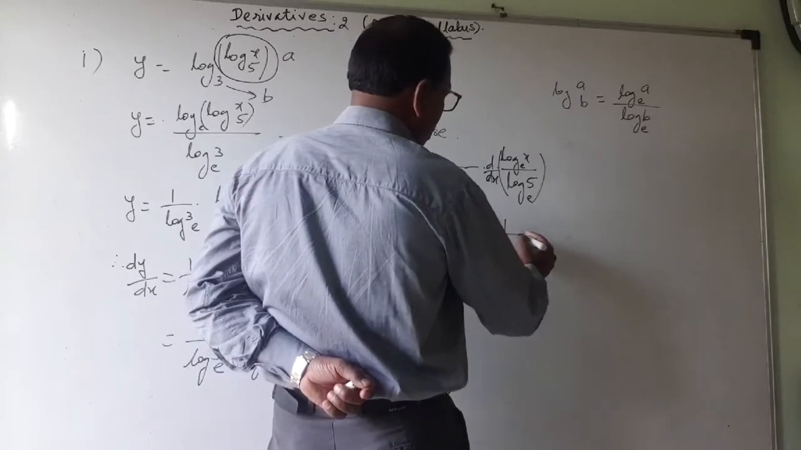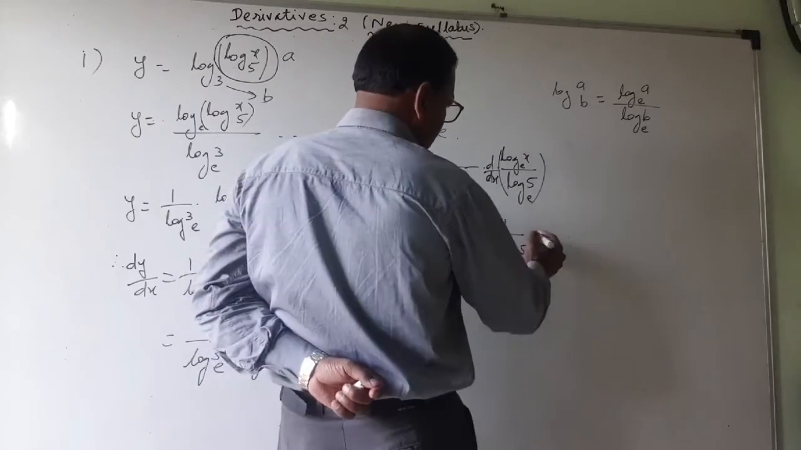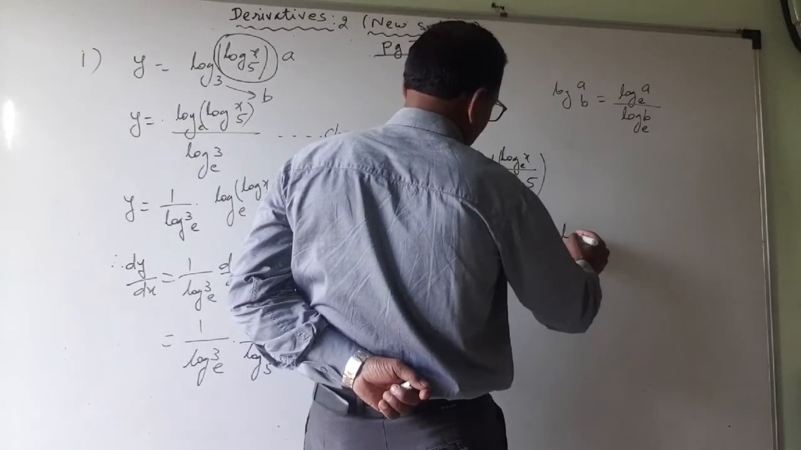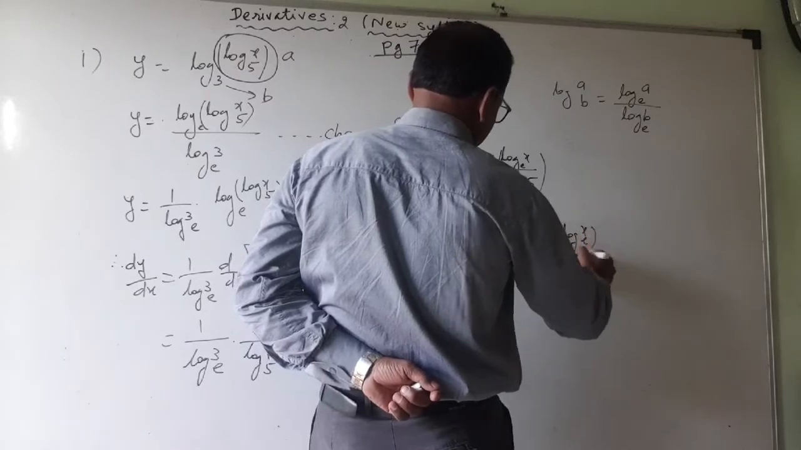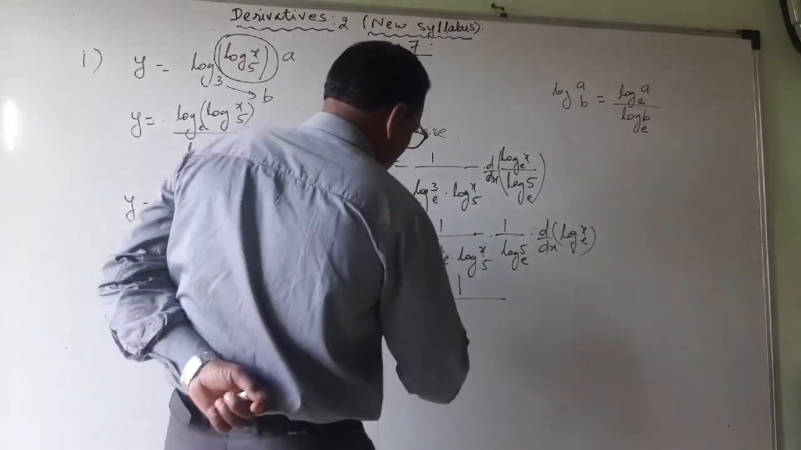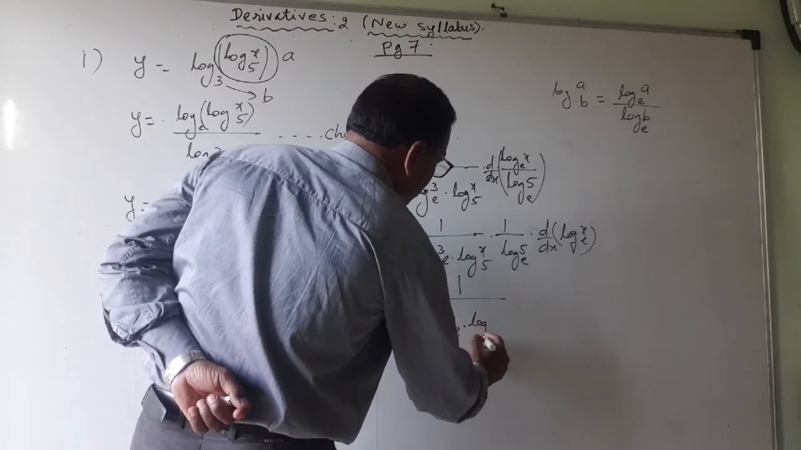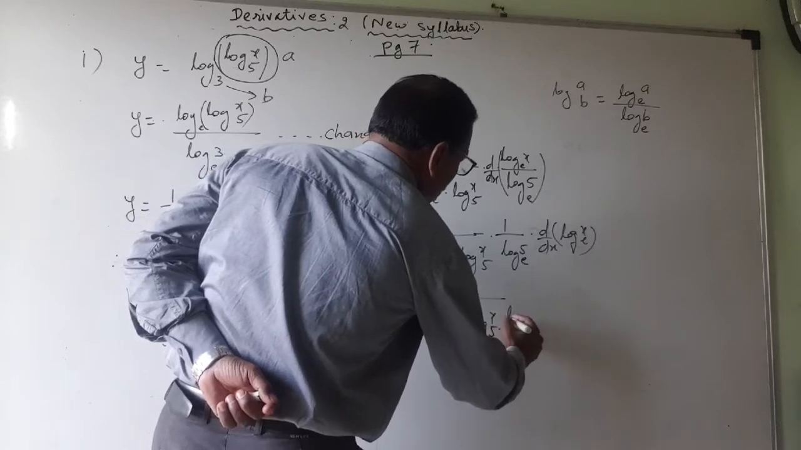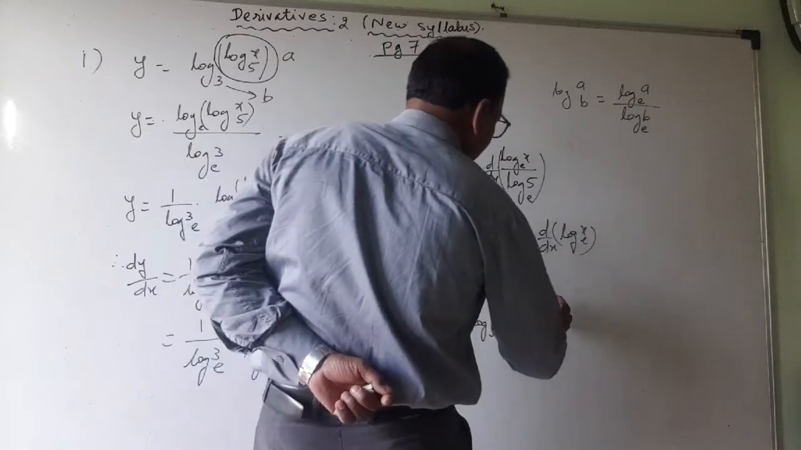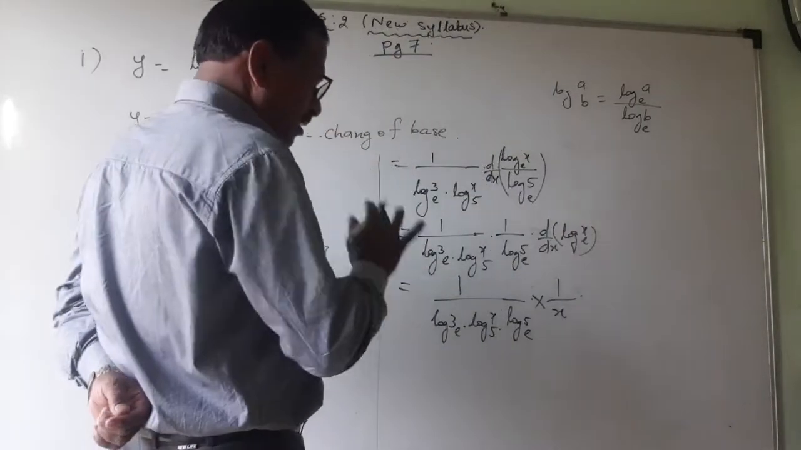So 1 upon log of 5 to the base E, this is constant, into this derivative of d by dx of log of x to the base E. So that is equal to, overall it will come 1 upon log of 3 to the base E into log of x to the base 5 into log of 5 to the base E, into derivative of log x is 1 upon x because the base is E.